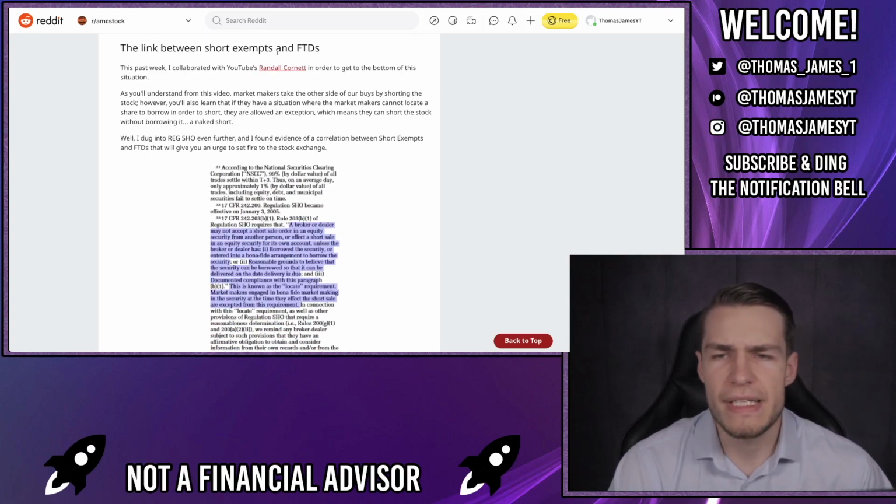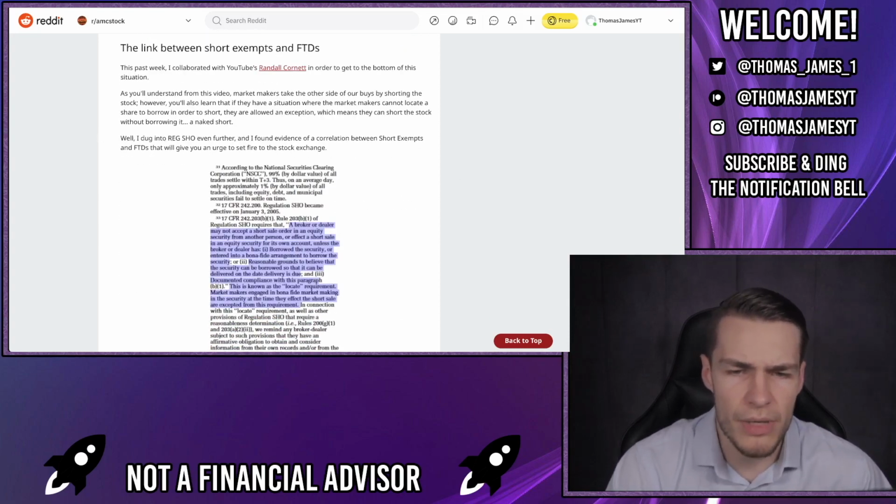The link between short exempts and fail to delivers. Well, I dug into Regulation SHO even further, and I found evidence of a correlation between short exempts and fail to delivers that will give you an urge to set fire to the stock exchange.